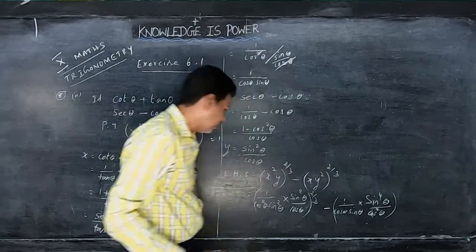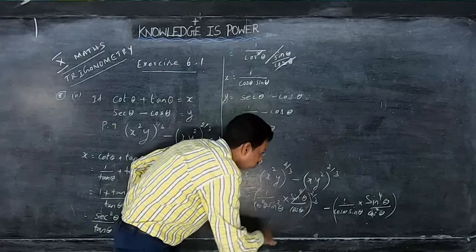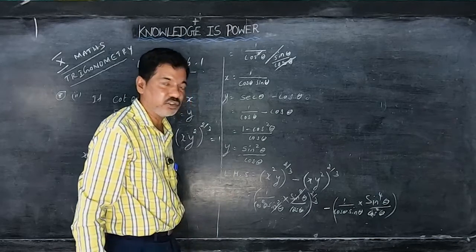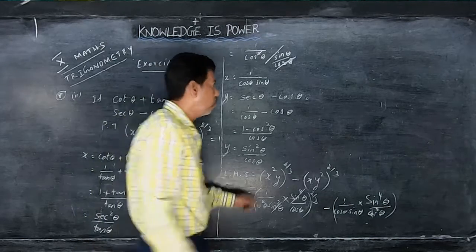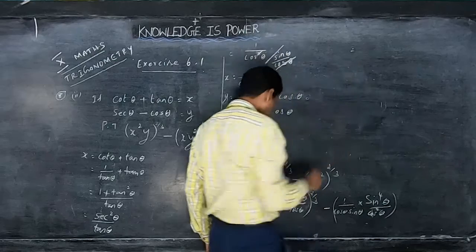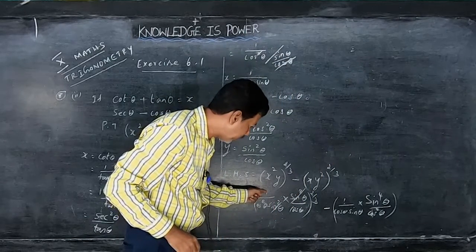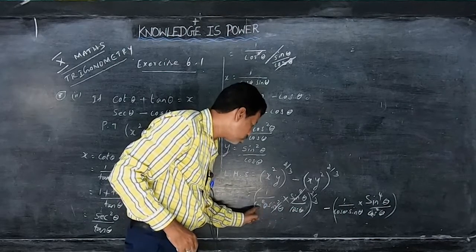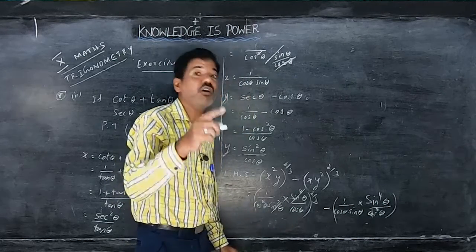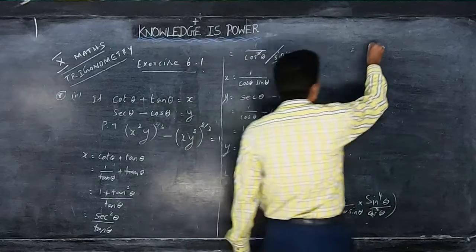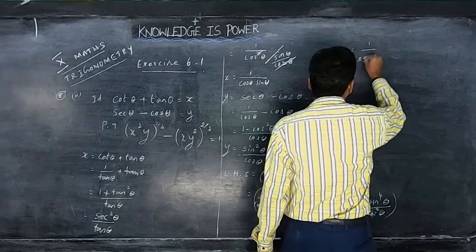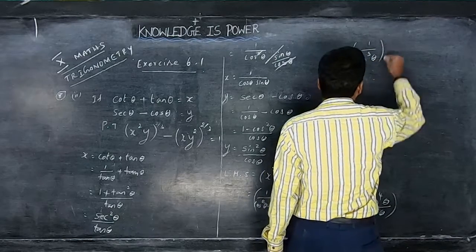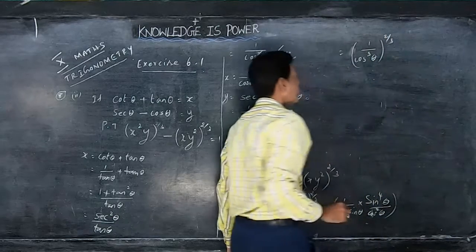Okay, now look carefully. So sin square cancels, sin square cancels. What is the balance now? In the numerator there is 1. Here is one cos square and here is one cos, cos square into cos cube. Okay, 1 by cos cube theta, power 2 by 3.